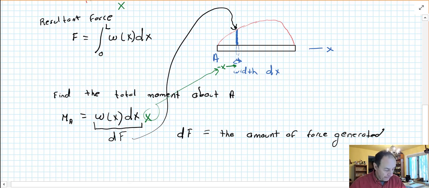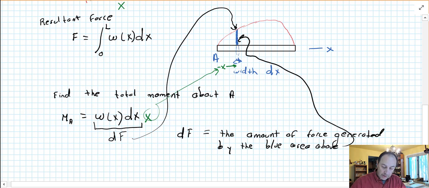By the blue area above. Okay, and obviously there's infinite of these as you go along the beam.